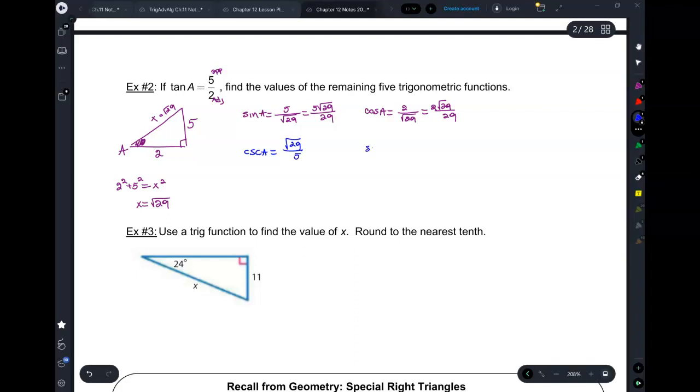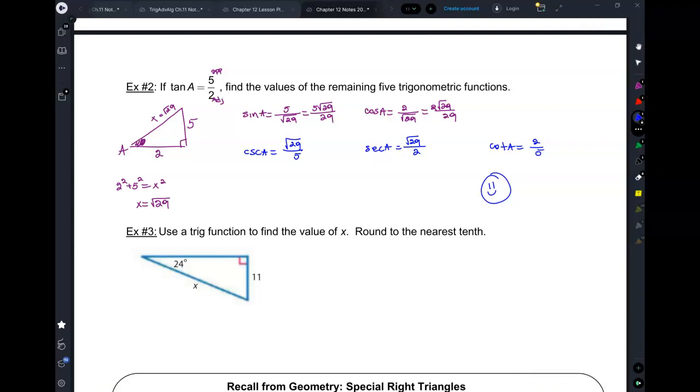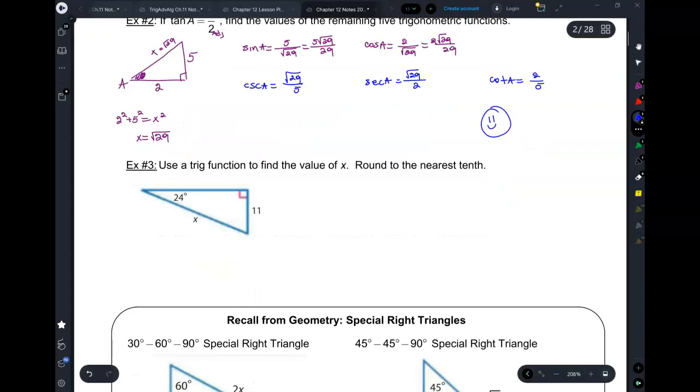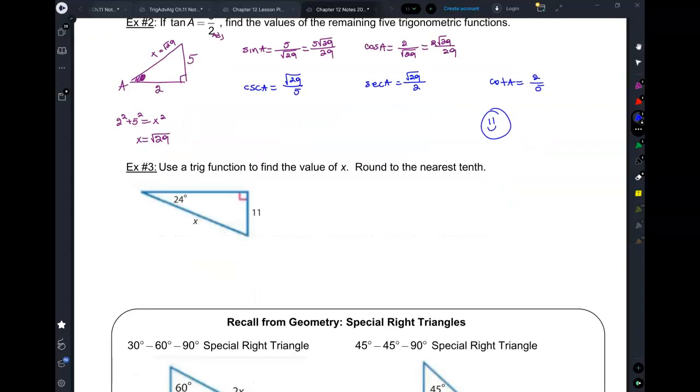Okay, secant of A, root 29 over 2, and cotangent of A, 2/5. Okay, I'm just going to draw a happy face here just to express how happy I am. Okay? All right. So, next.